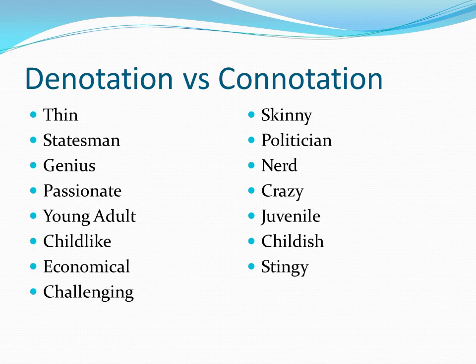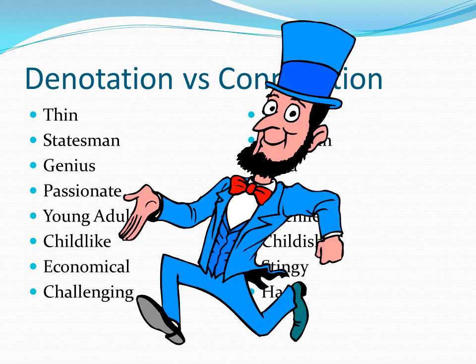It's good to be economical. It's bad to be stingy. It's nice if a test is challenging. It's bad if it's hard. Though one of the things you're probably already noticing is that connotation is often flexible. Sometimes it's good to be skinny. Sometimes it's a compliment to be crazy, right? To be a crazy fan of a football team or to be crazy about somebody. Those can be positive things. So connotation is more flexible than we sometimes realize.